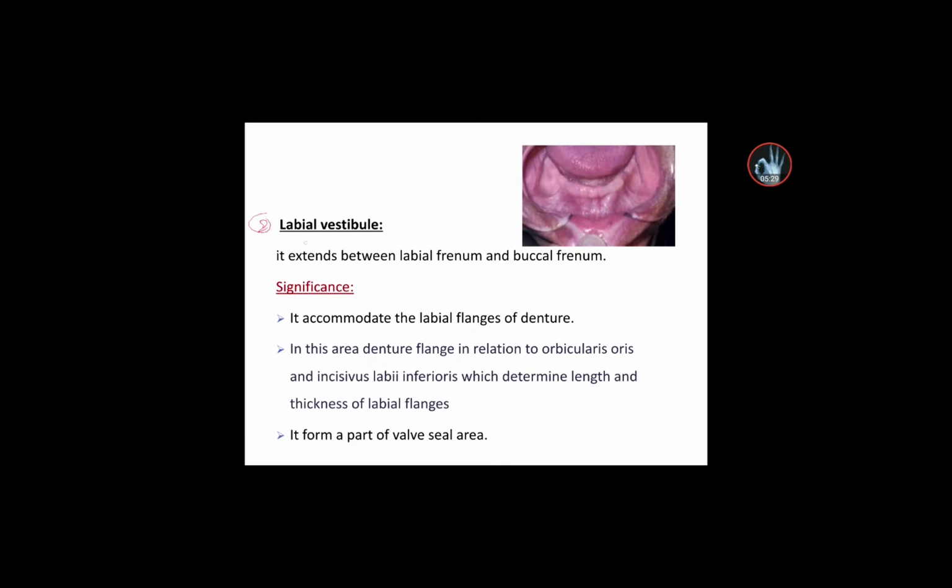So secondly is the labial vestibule, and we say this is the labial frenum, this is the labial vestibule. It extends between the labial frenum and the buccal frenum, and this is the buccal frenum as you see. So it extends between them، يعني هي ممتدة بينهم. الsignificance أهميتها it accommodates the labial flanges of the denture. صحيح، labial flanges تكون هنا.